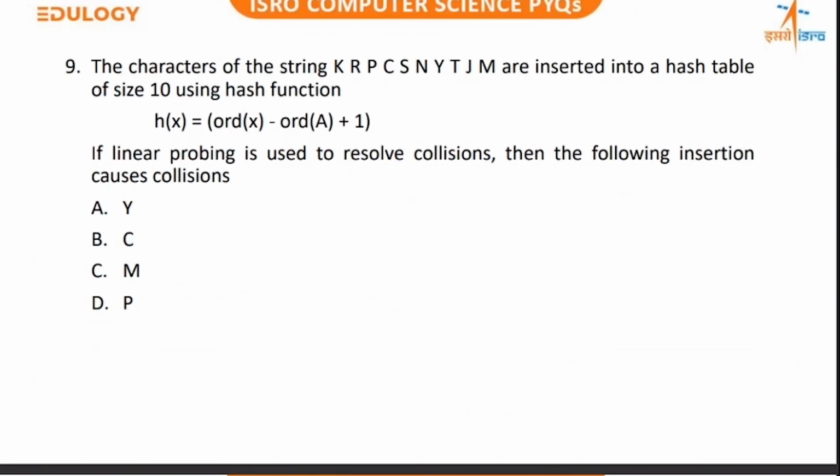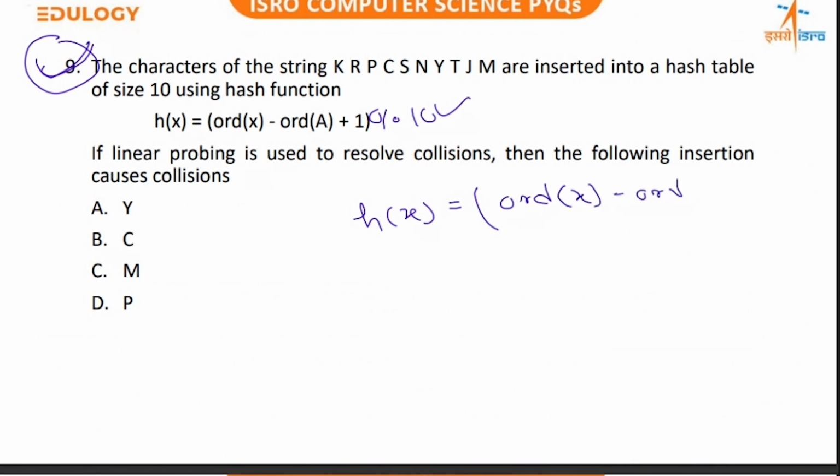We are solving our last question of today's class. Remaining we will continue from tomorrow onwards. Keep it modulo 10. This is your correct hash function: x = order of a x minus order of a plus 1, modulo 10. Mukesh, try to solve it. I think now you are able to solve it. I have already explained a similar type of question a few minutes ago.